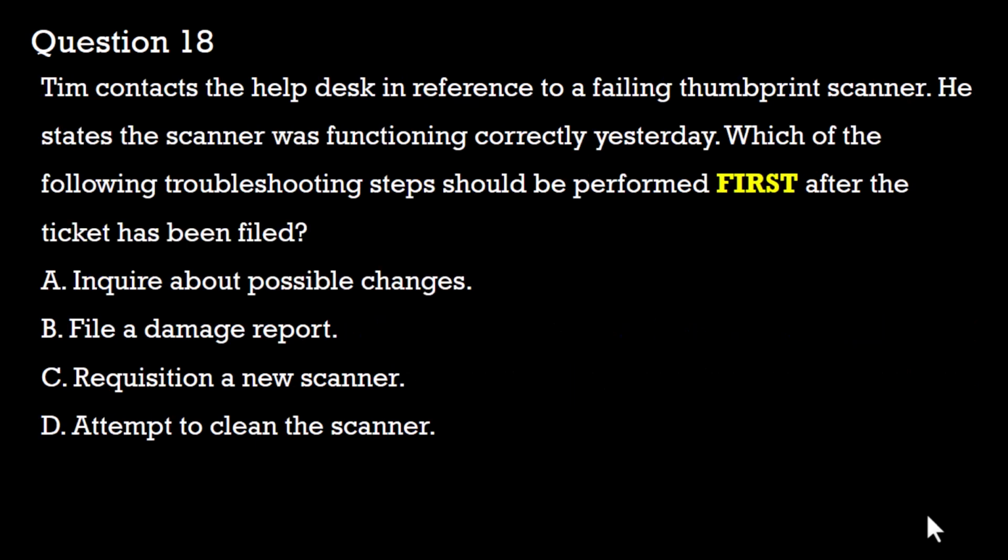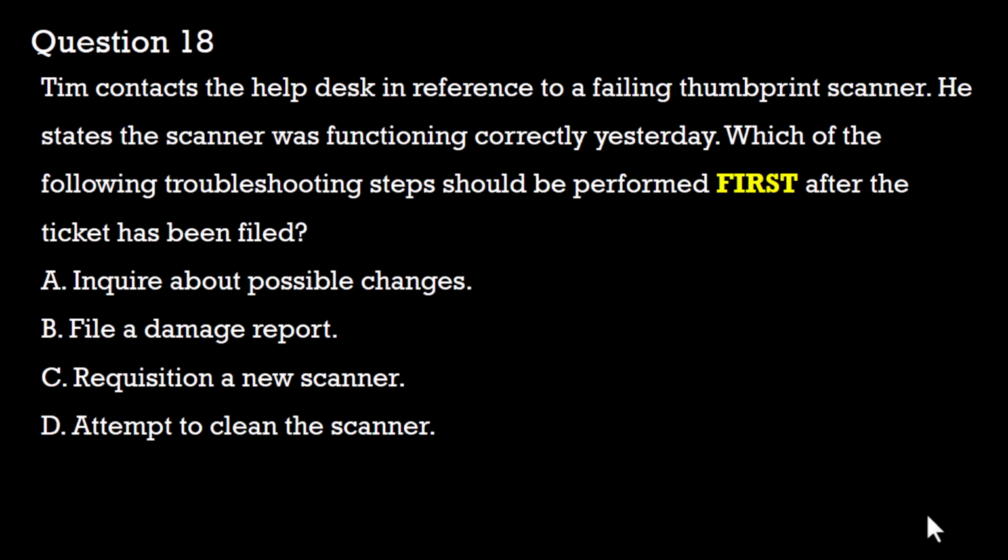Question 20. A team member contacts the help desk in reference to a failing thumbprint scanner. He states the scanner was functioning correctly yesterday. Which of the following troubleshooting steps should be performed first after the ticket has been filed? A. Inquire about possible changes. B. File a damage report. C. Requisition a new scanner. D. Attempt to clean the scanner.